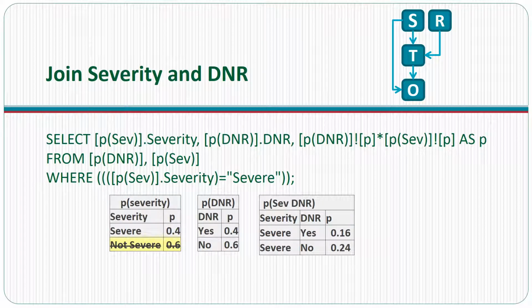This code says that we should join the two tables. Since they have no shared features, the join is cross-join. After the join, the probability of combination of events are calculated as a product of the probabilities. It also says that the join should be limited to severe cases. The resulting join is shown here. The probability of severe illness and DNR is estimated as 0.16, which is the product of 0.4 in the other two tables.